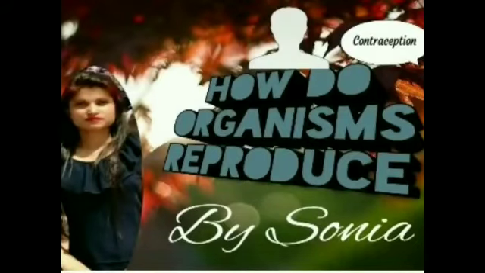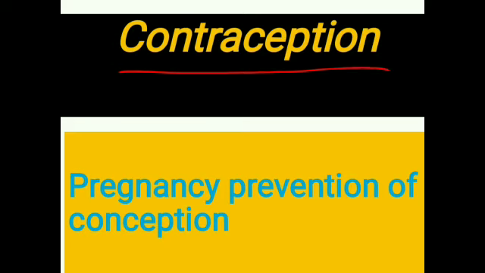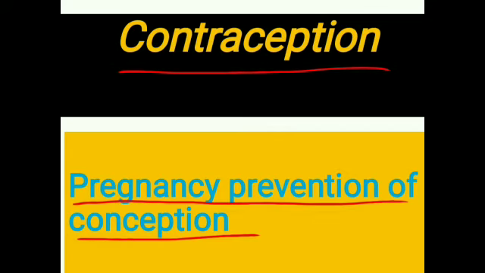Good morning, students. Let us continue our same chapter, How Do Organisms Reproduce, with the new topic, contraception. Contraception means prevention of conception. In other words, prevention of unwanted pregnancy is called contraception.